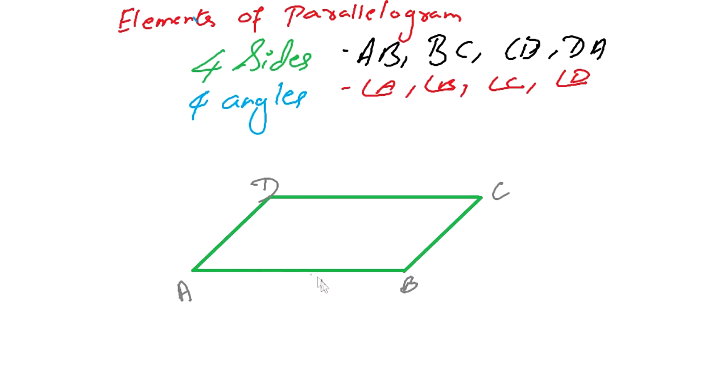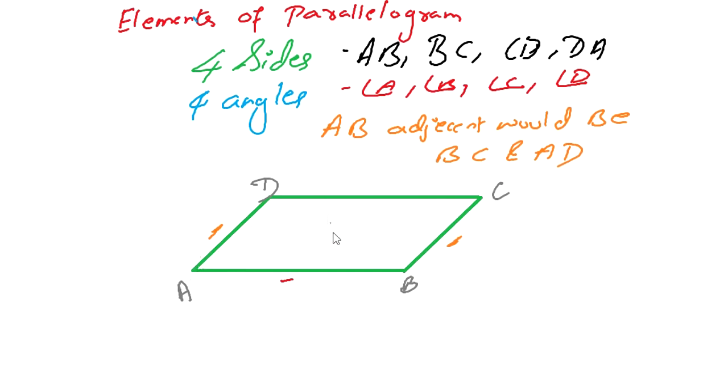Now when you consider one side, that is any side in this parallelogram, the side that is next to the side which you have compared is called the adjacent side. For example, let me consider the side AB. The adjacent sides for AB would be BC and AD. That is, both AD and BC are the adjacent sides for AB.